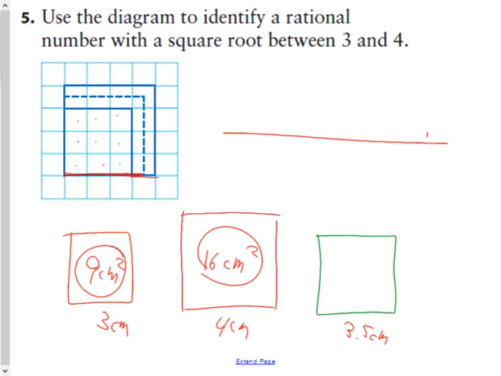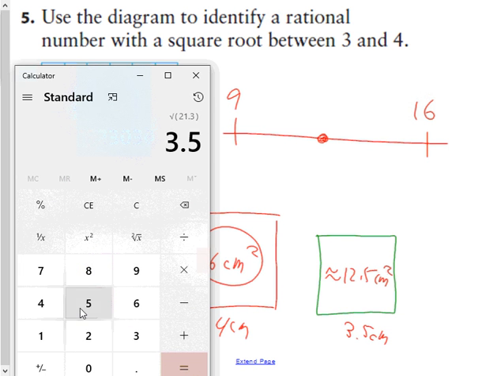So if I was to draw my number line, the area of this would be right in between there. If I'm approximating it, I'm going to say maybe 12.5 or so, approximately 12.5 centimeters squared, because that's halfway between 9 centimeters squared and 16 centimeters squared. If I grab my calculator and say, what is 3.5 squared? It's 12.25, which is pretty close to the actual answer.